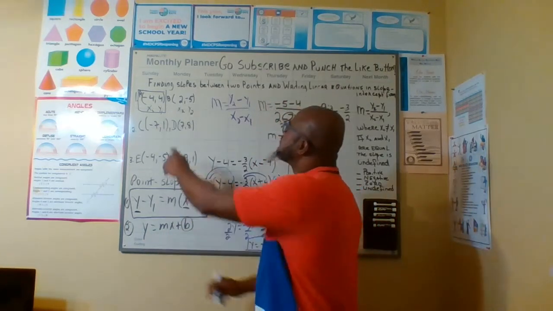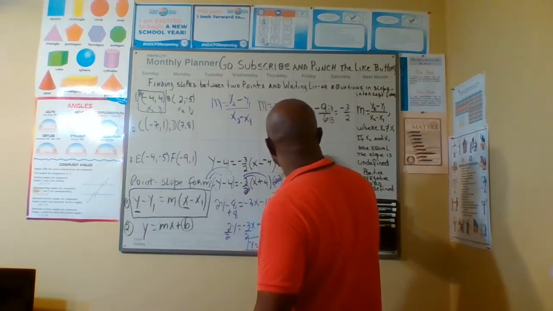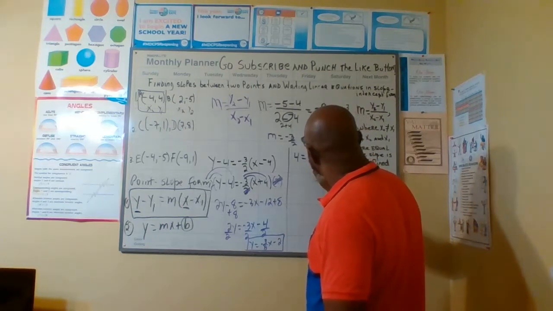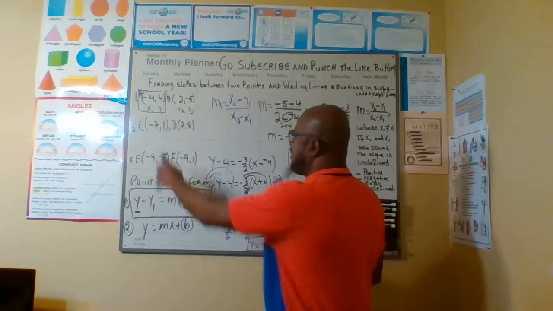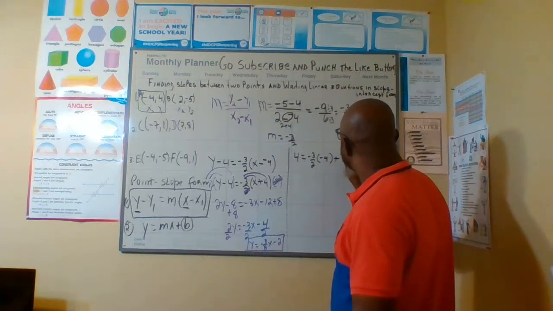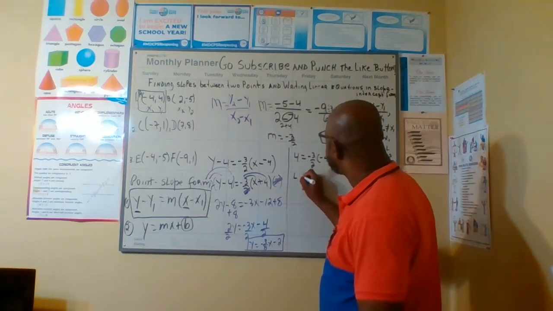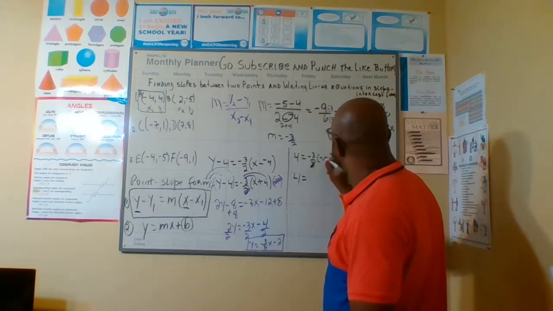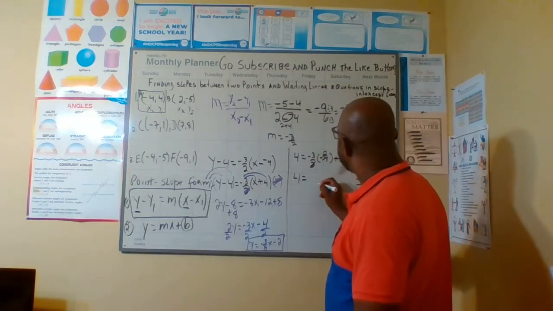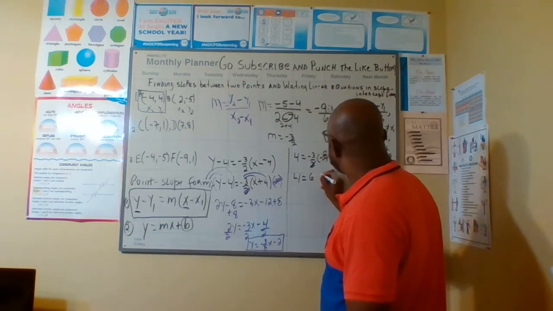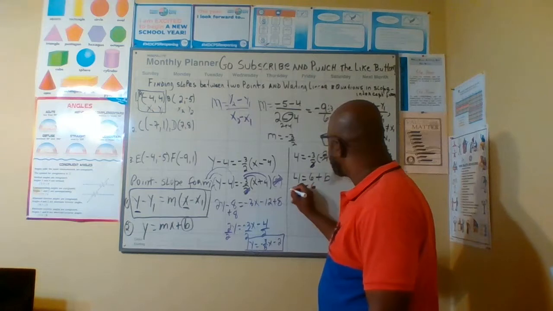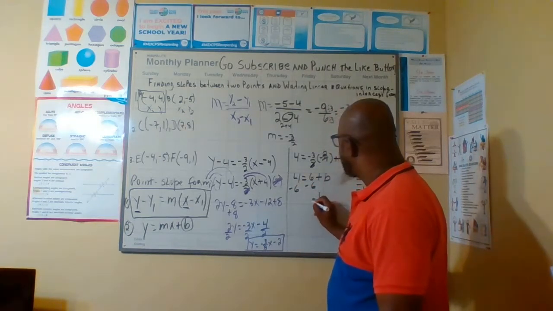We know y1 is 4. Right? And your slope was negative 3/2. Now you multiply by x1, which is negative 4. Right? And plus b. So you will end up with 4 equals negative 3/2 times negative 4 plus b. Then you distribute. This will give you positive 6 plus b. Now you're solving for b. You subtract 6 on this side, and you'll have b equal to negative 2.